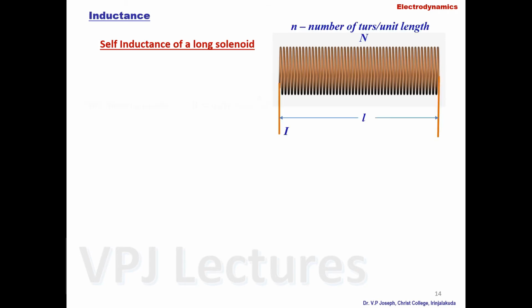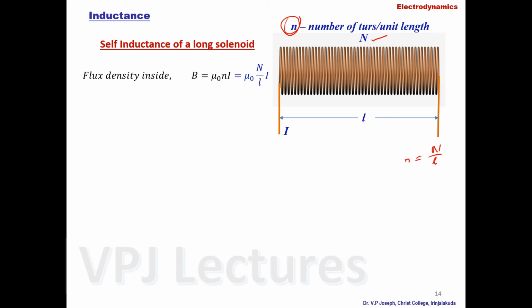Now, the considered example is with total N turns. Total number of turns on the coil is capital N, and small n is the number of turns per unit length, so that small n is equal to capital N divided by L. That is, the number of turns per unit length is the total number of turns divided by total length.